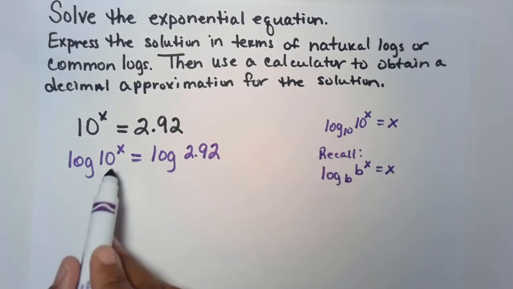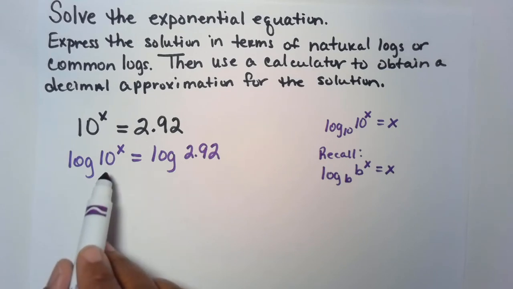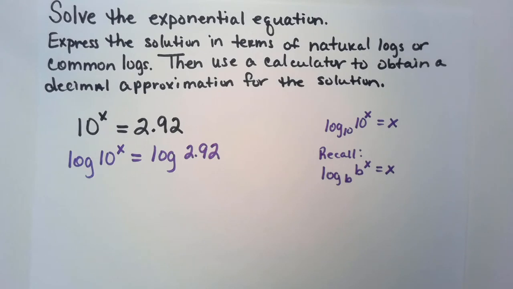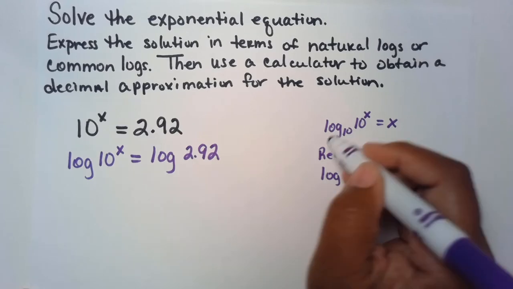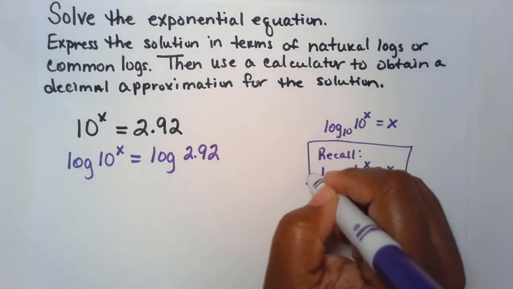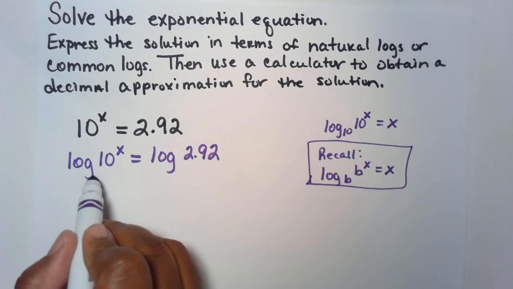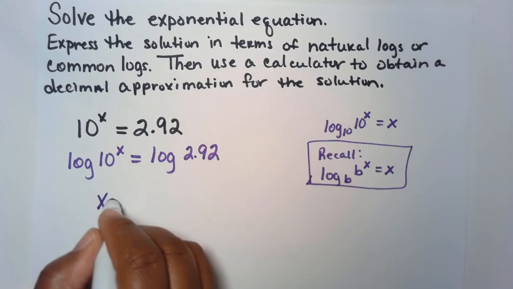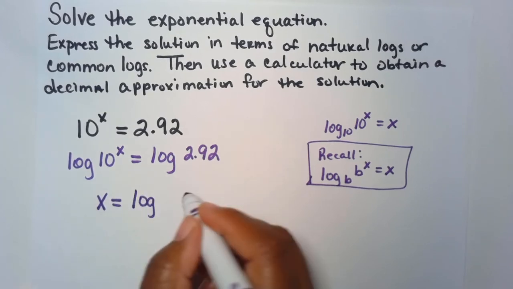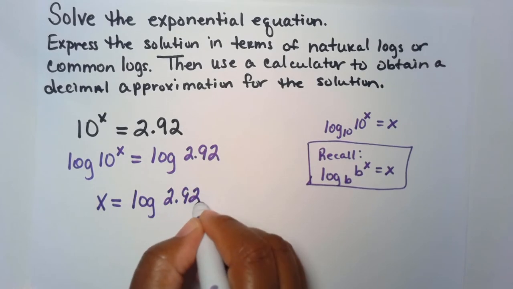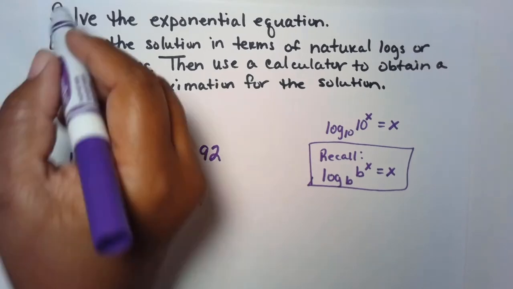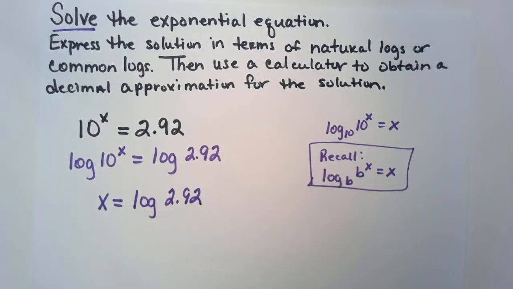Okay, that's one way of looking at it. Or remember that because this is a power, we can use the power rule and bring the x in front. But I think it's easier if you remember this formula here. So this is log base 10 of 10 raised to the x power. That's going to give us x is equal to log of 2.92. So we're finished because our goal is to find x. When it says solve, we want to solve for that variable.